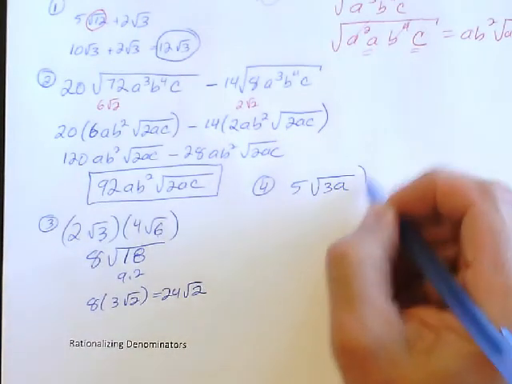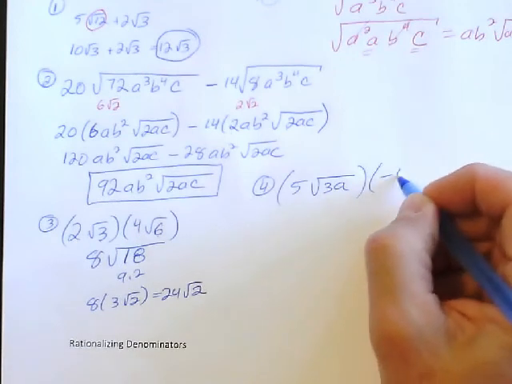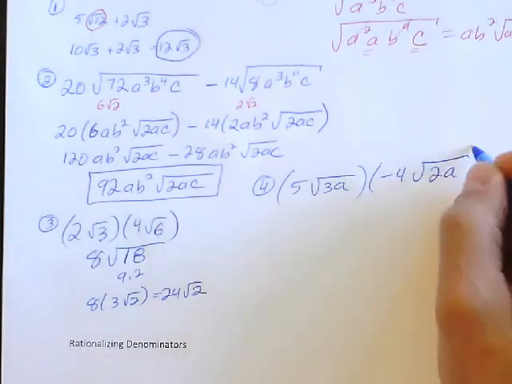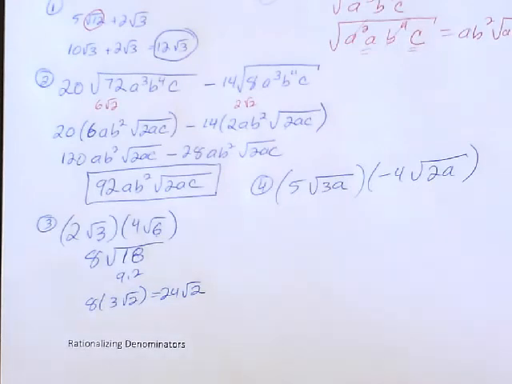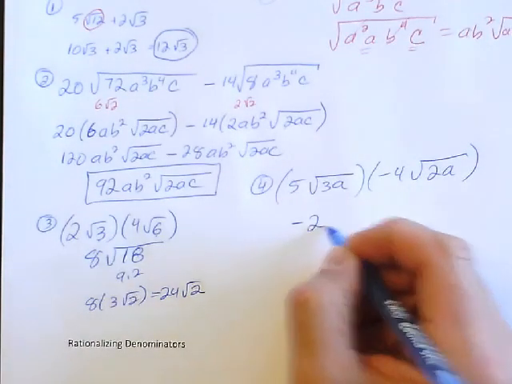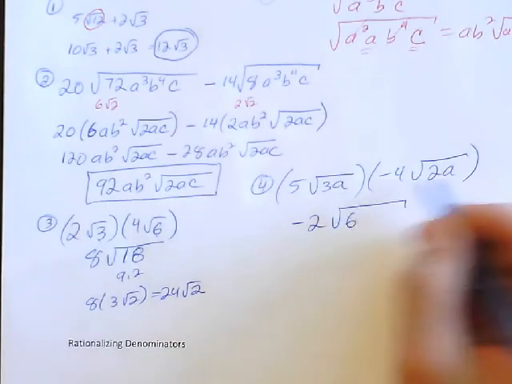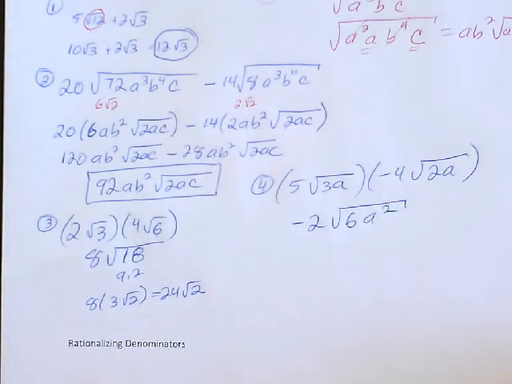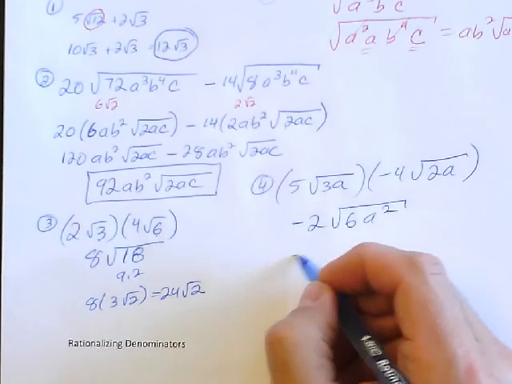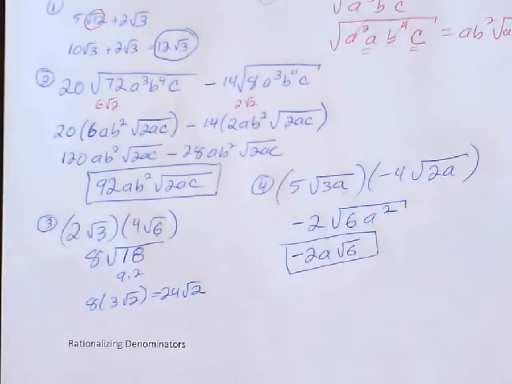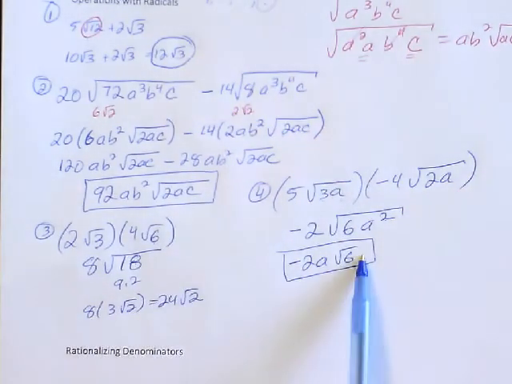I'll do another one for you. 5 radical 3a times negative 4 radical 2a. So 5 times negative 4 is a negative 20. Square root of 2 times 3 is 6. A times a is a squared. Square root of a squared is an a, so negative 2a square root of 6. There you go.